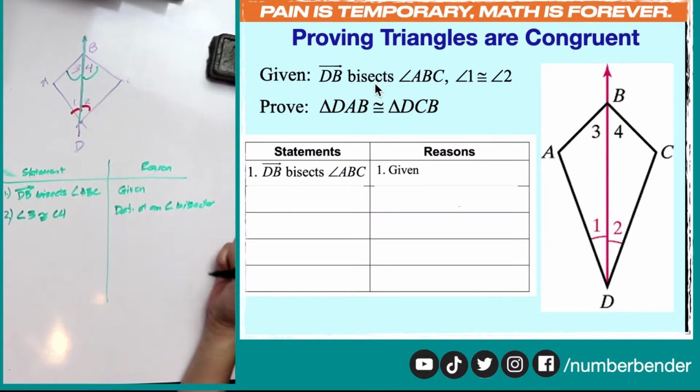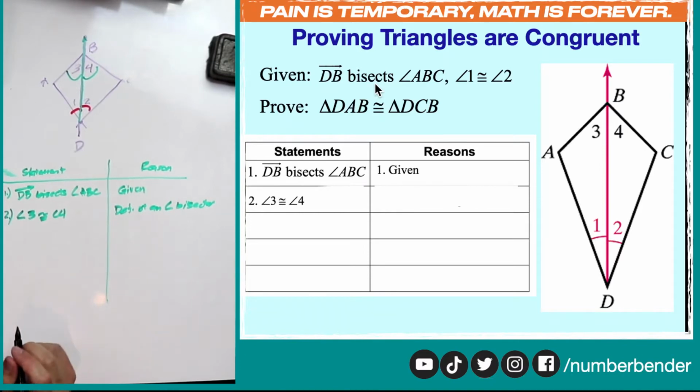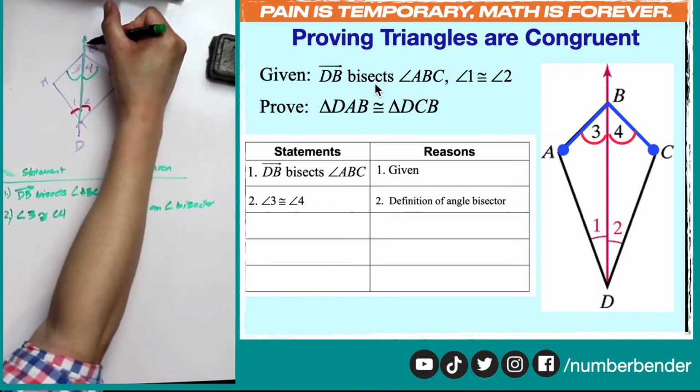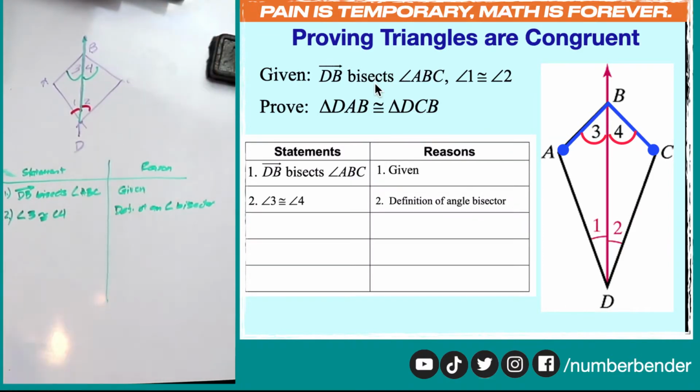Forgive my handwriting, but we know that from here, we are seeing that that is the angle bisector, and it bisects ABC. And we now have angles that are congruent, which is angle 3 and 4. And we know that because that is the basic nature of a bisector. It cuts the angle into two congruent parts.